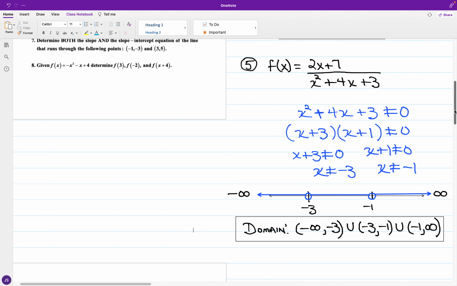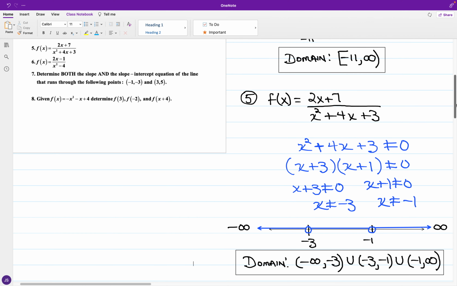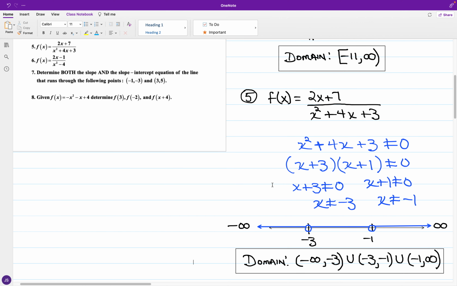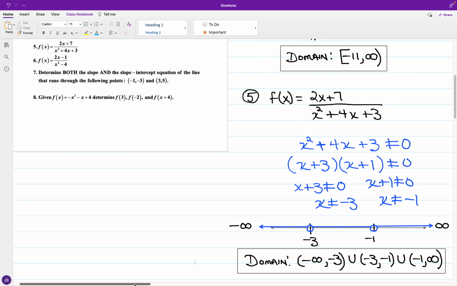Now for number 6, I have 2x minus 1 all over x squared minus 4. So I have 2x minus 1 over x squared minus 4.